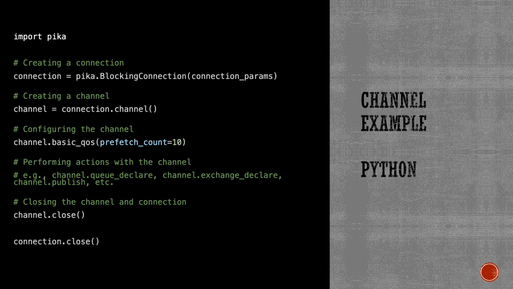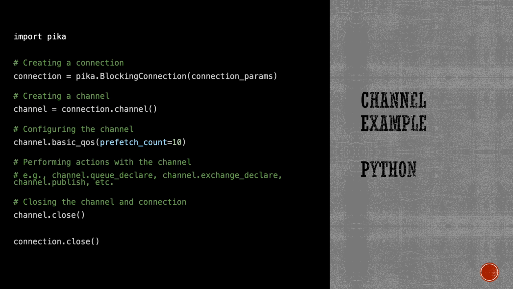The pika.BlockingConnection class is used to establish a connection to RabbitMQ using the specified connection parameters. The channel object is created using the channel method on the connection object. This creates a new channel within the established connection. The channel.basic_qos method is used to configure the channel. In this example, the prefetch_count is set to 10, which limits the number of unacknowledged messages a channel can have at a time.